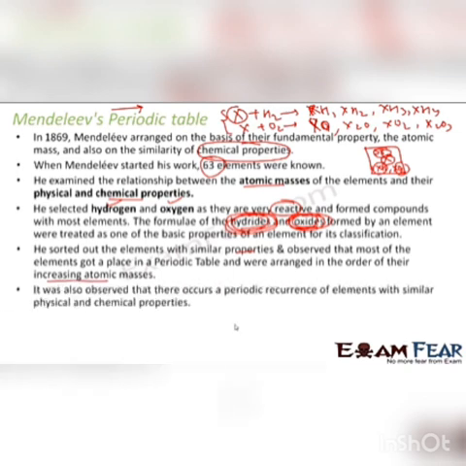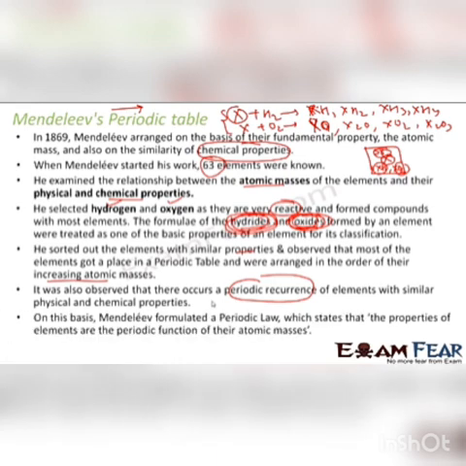And he also observed the periodic recurrence of elements with similar physical and chemical property. That's what Newlands observed. He also observed here also, correct? And on the basis of all these experiments he did, he gave a periodic law, right?